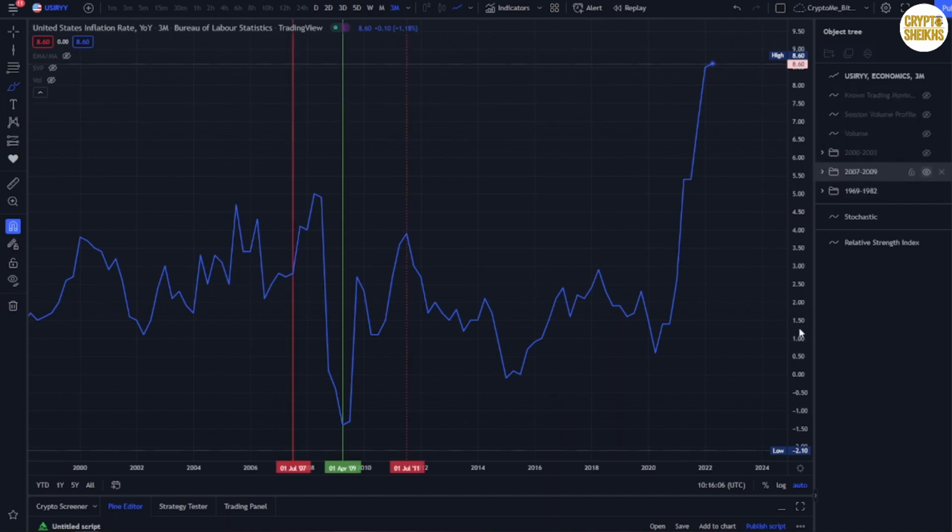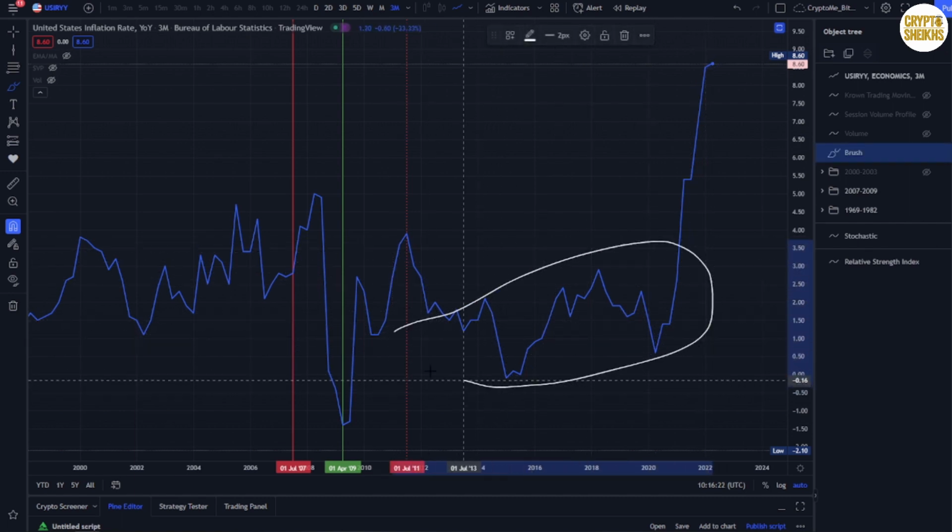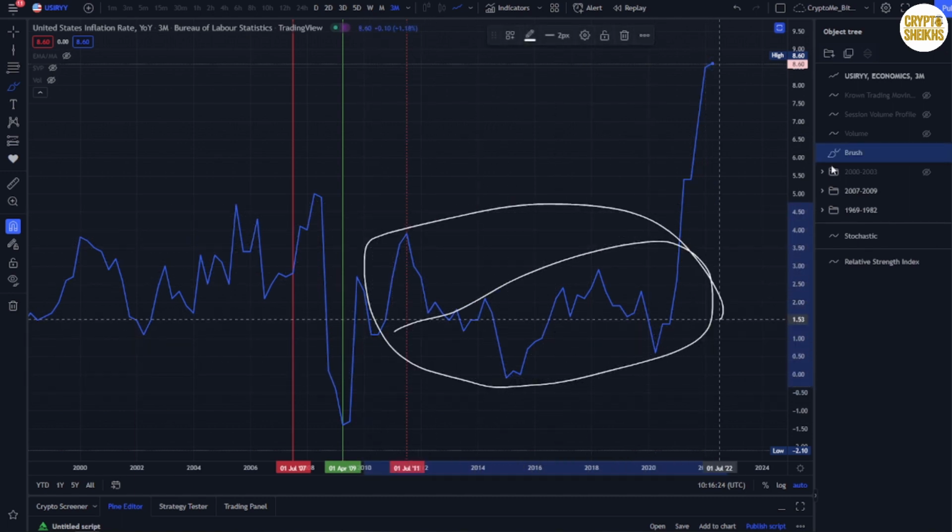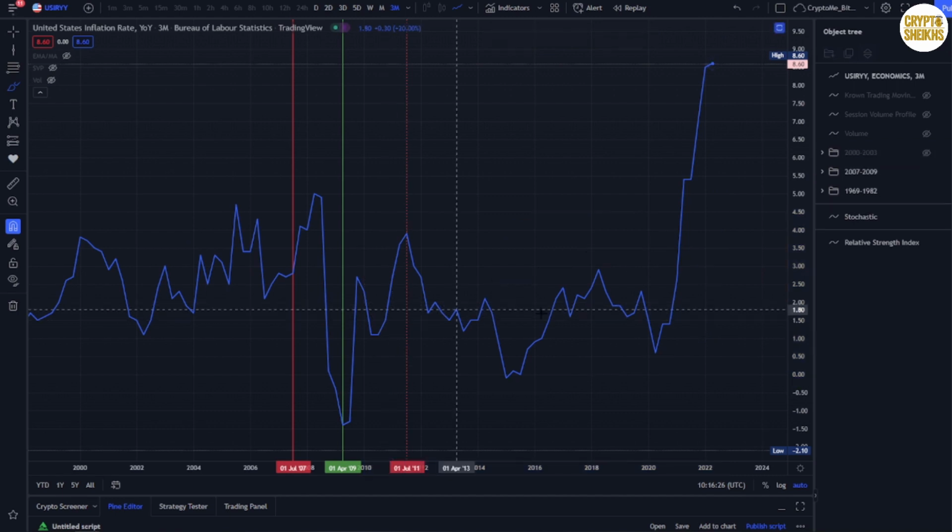And let's see 2007. This is the recession 2007, 2009. And Bitcoin inception was around here. Since then, inflation was managed between 0% and 4%. So never in Bitcoin history have we had this inflation.